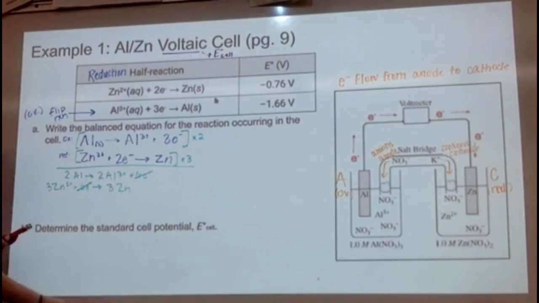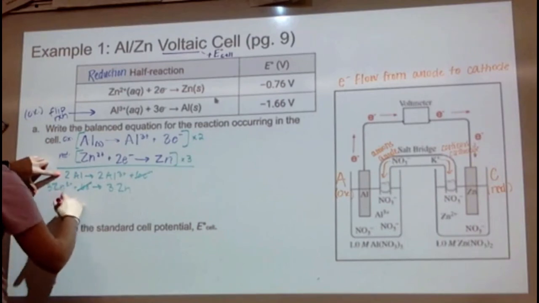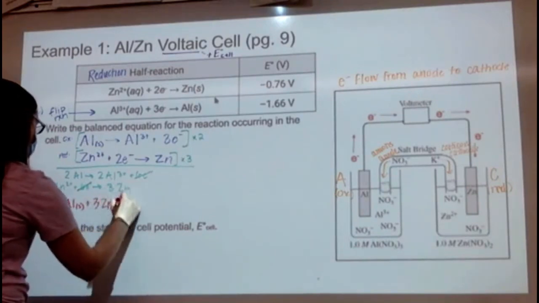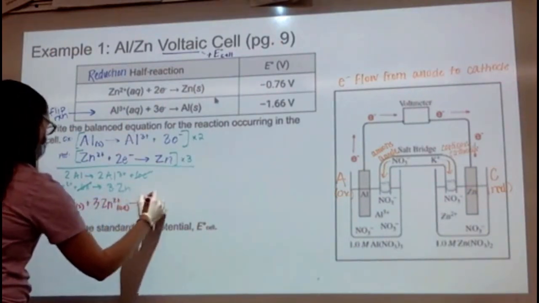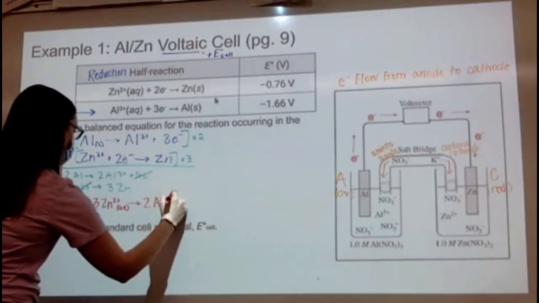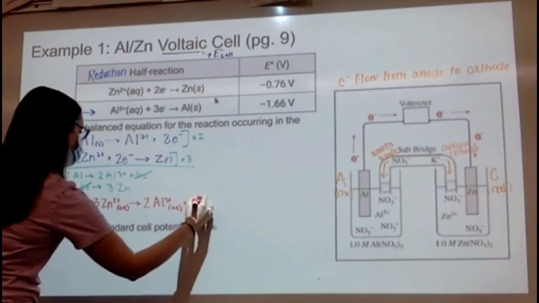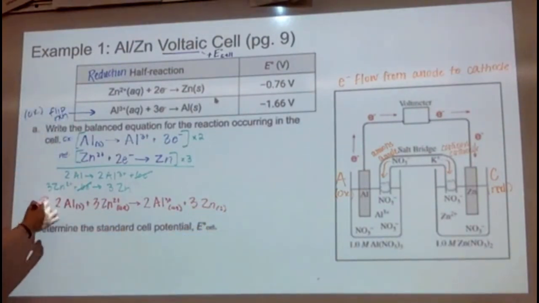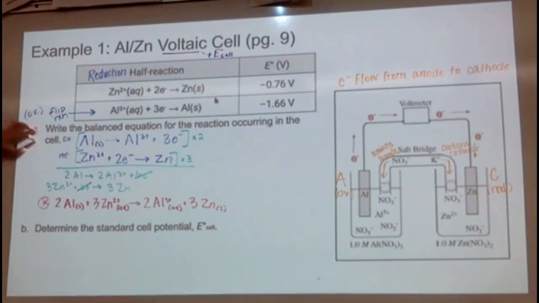Once you cancel out anything that can be canceled, then we just add them together. So 2Al solid plus 3Zn2+ aqueous yields 2Al3+ aqueous plus 3Zn solid. Here's our overall balanced equation. You always have to make sure that your electrons equal and cancel out. We should never see electrons in an overall reaction.